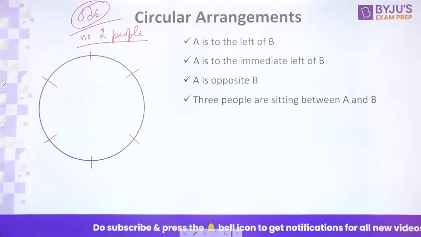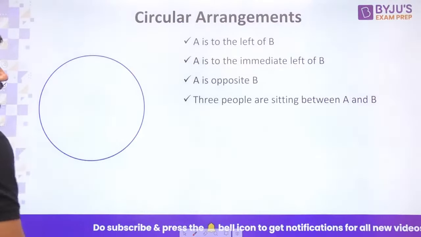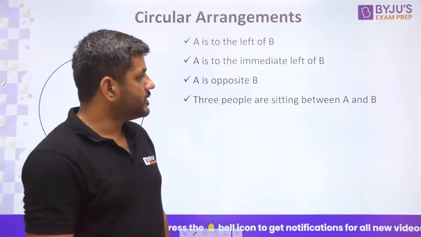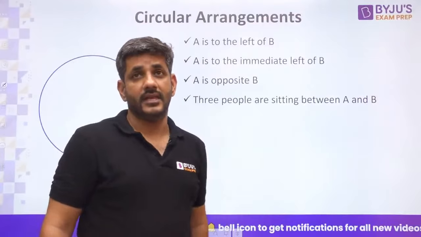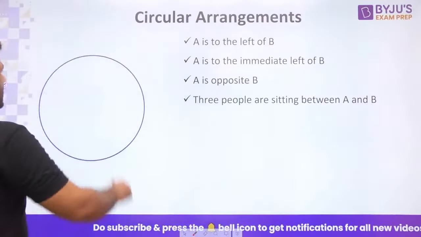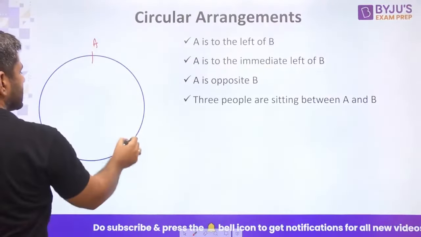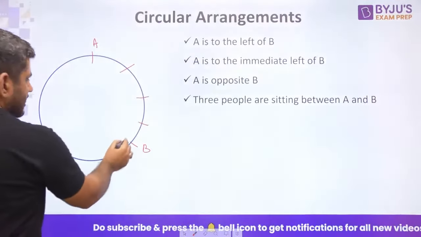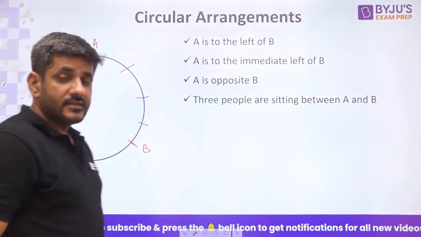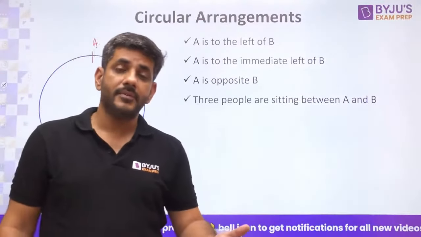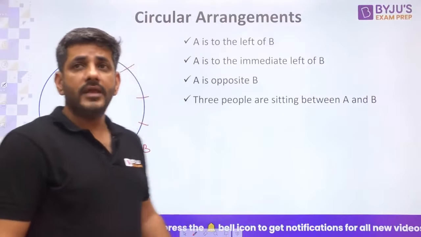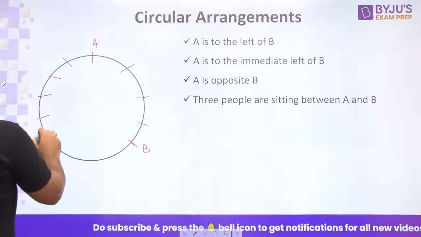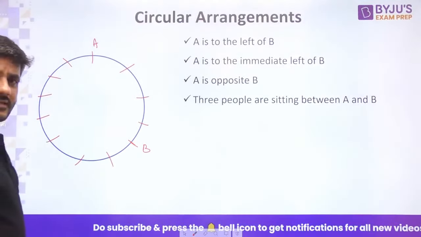Let's go, next. 3 people are sitting between A and B. So it says 3 people are sitting between A and B. Listen carefully now about this line. When I say 3 people are sitting between A and B, let us say A is here, let us say B is here, let us say 3 people are there between them. Is that correct? Is it right that A and B are having 3 people between them, right? Now if A and B are having 3 people between them, of course they would be having these people also between them, isn't it?